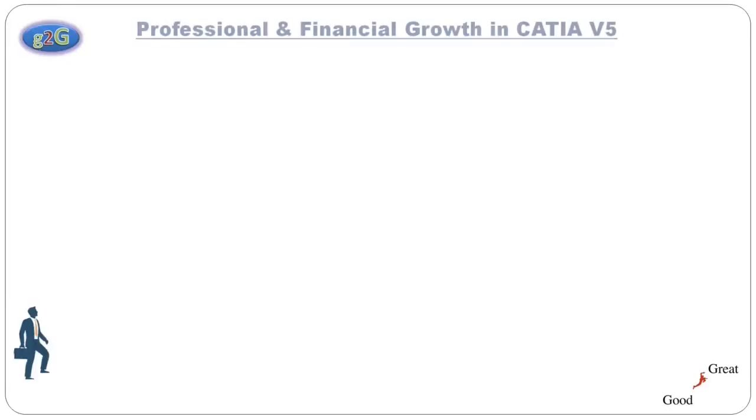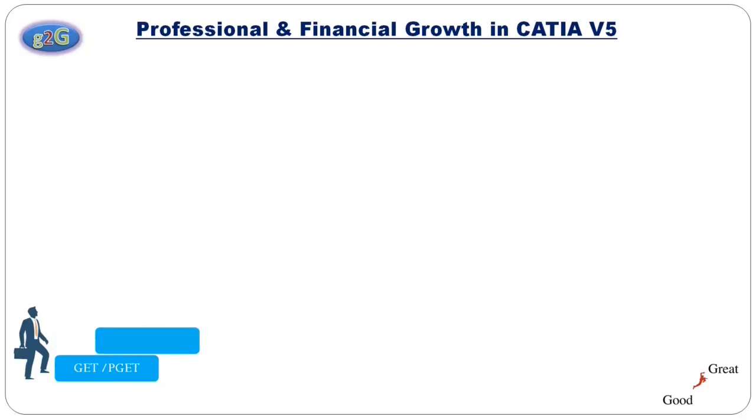Here we will be talking about professional and financial growth in CATIA V5. Industries do hire freshers every year as per the requirement and as per the company policy. Each organization has their own way of screening the candidates. Some companies prefer taking a CAD tool test followed by a technical interview followed by an HR interview. Few companies prefer taking a written technical test followed by a CAD tool test, and it is followed by a technical interview and an HR interview. Now, what is a CAD tool test?